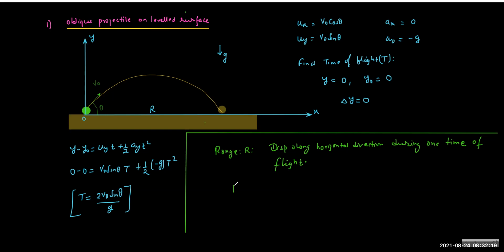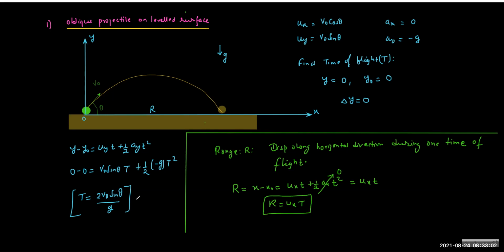So R is equal to basically x minus x naught. The formula is uxt plus half, but luckily there is no acceleration along the x-axis, so this term is 0. So this always turns out to be ux into t only. And because we're talking about one time of flight, this is actually ux into t. So for the overall time period, the net horizontal displacement is this. We should remember this.